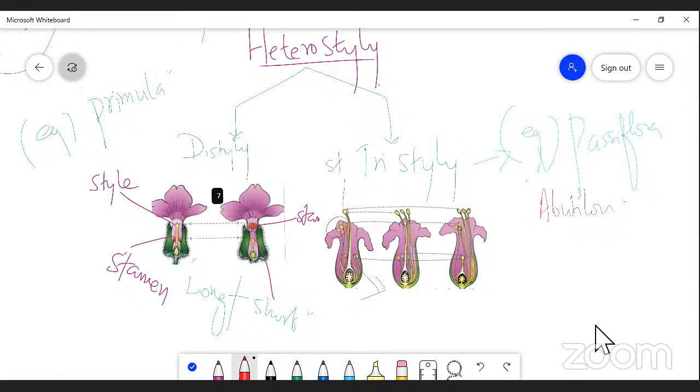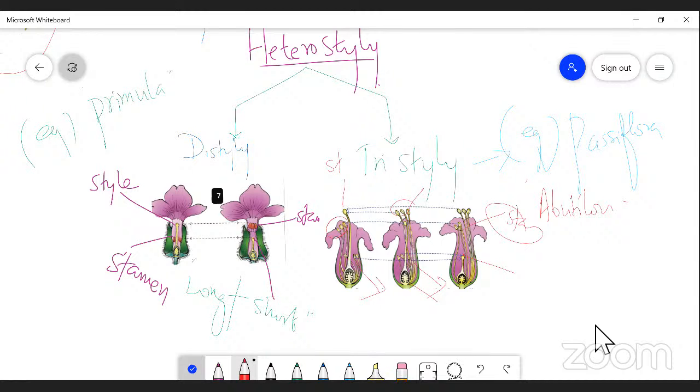And the second category, you can see the stamens are longer than the style. The style is at the center, and just below the style you can see some short stamens. So this is the second category. I'm talking about the third category. The style is very short and the stamens are very long. This kind of structure you can see in Passiflora. So this is simply something about heterostyly.